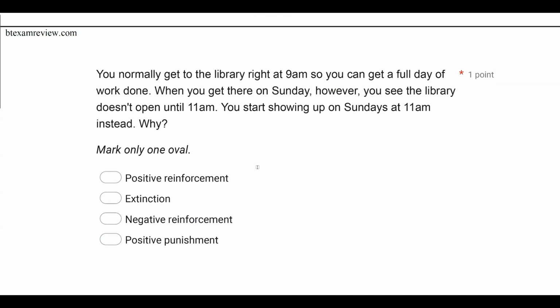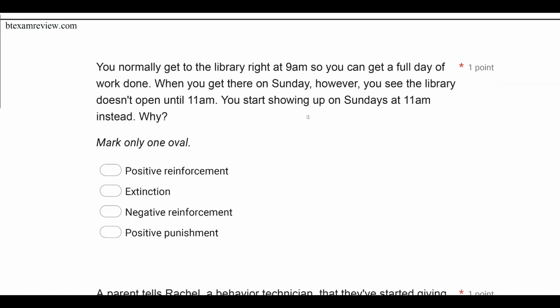You normally get to the library right at 9 a.m. so you can get a full day of work done. When you get there on Sunday, however, you see the library doesn't open until 11 a.m. You start showing up on Sundays at 11 a.m. instead. Why? So let's be careful here because we have a couple different things going on. Question just says why. And why are you showing up on Sundays at 11 a.m.?